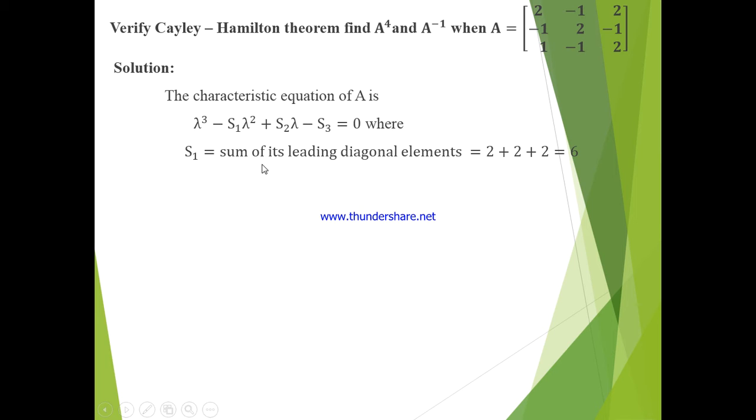S1 is the sum of the main diagonal elements, or leading diagonal. The leading diagonal elements are 2, 2, 2. So we add these and we get 6. This is S1. Next, find S2.